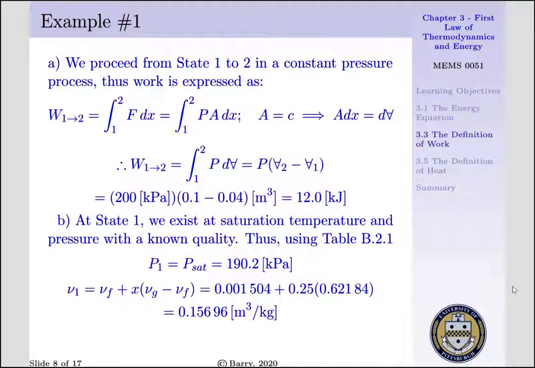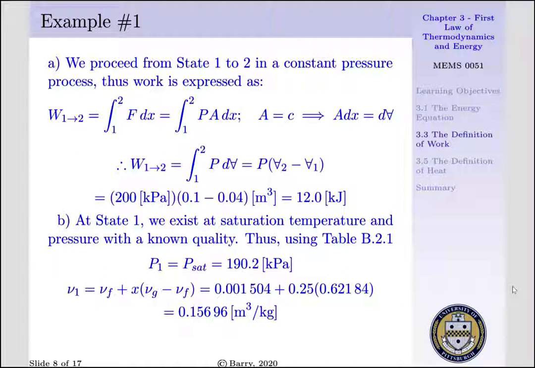Now for part B, we have to first look at state 1. We have a temperature of minus 20 degrees centigrade and a quality of 25%. Thus we are existing at saturation temperature and pressure. If we consult table B.2.1 to look at our saturated ammonia, we can see our pressure at state 1 corresponds to our saturation pressure at minus 20 degrees centigrade, and our pressure is 190.2 kPa.